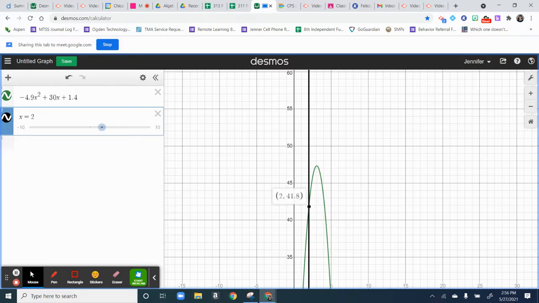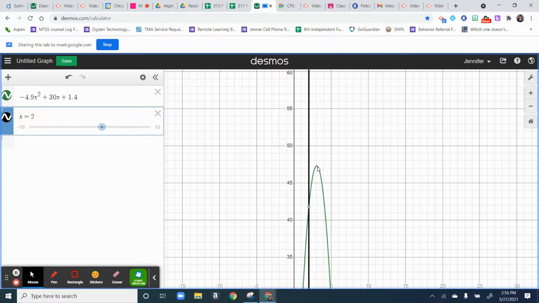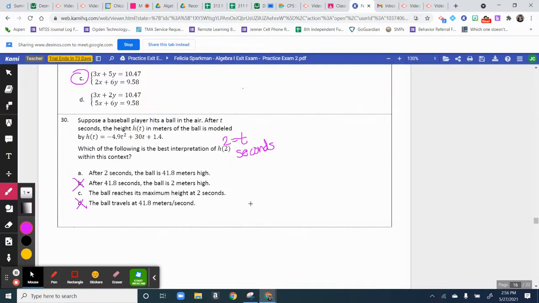So if we look at that intersection point, is that after 2 seconds, the ball is 41 8/10 meters high, or is that the maximum height? So we look at that graph, the maximum height is actually over here, closer to 3 seconds. But the height of the ball is 41 8/10 after 2 seconds. So the answer is going to be A, not C.